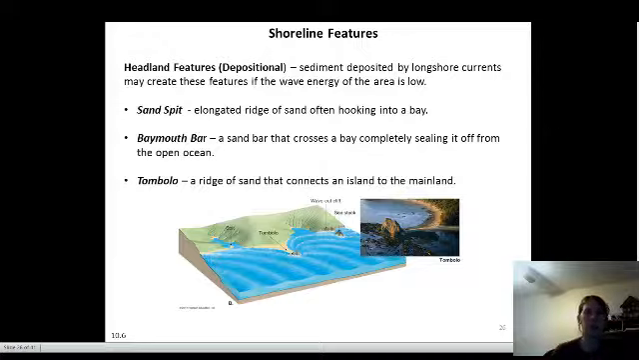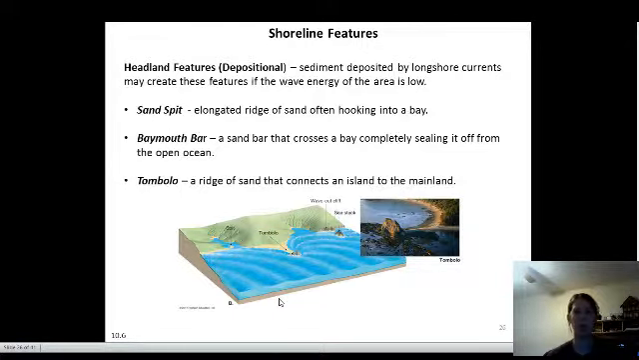We also have some depositional headland features. These are sediments deposited by longshore currents, and many of these features occur if the wave energy in an area is low. First are sand spits. These are elongated ridges of sand that often hook into a bay. So we've got this low energy. It's moving all this sand down the beach until it starts to accumulate at the edge of the beach here. It starts depositing this low energy up into a bay region.